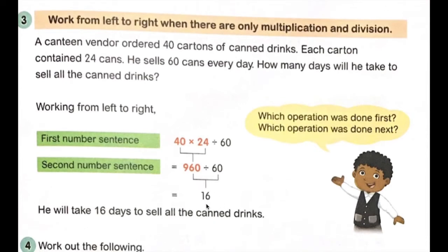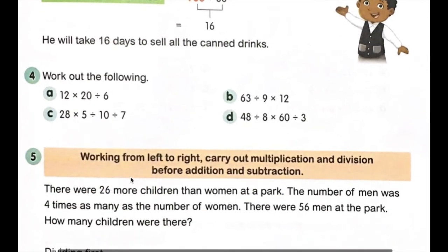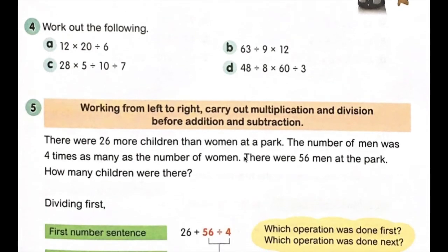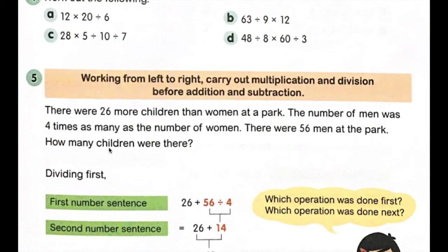Okay, and then working from left to right, carry out multiplication and division before addition and subtraction, seperti di pelajaran matematika. Kali bagi lebih kuat dibandingkan tambah dan kurang. For example, there were 26 more children than women at the park. The number of men was 4 times as many as the number of women. There were 56 men at the park. How many children were there?